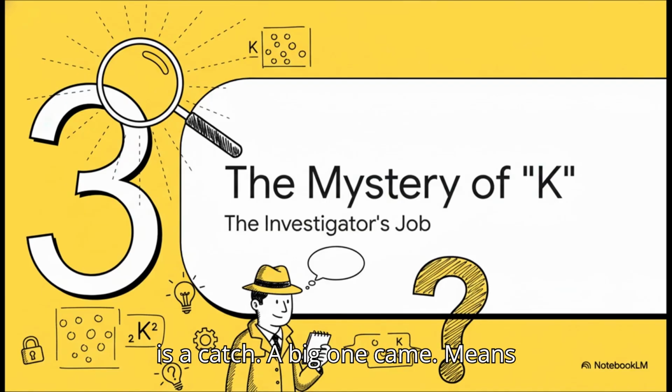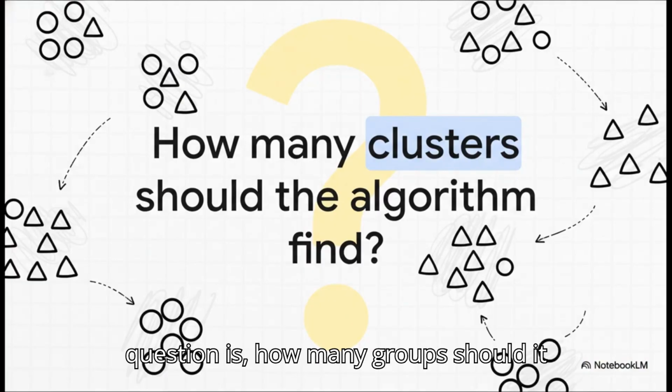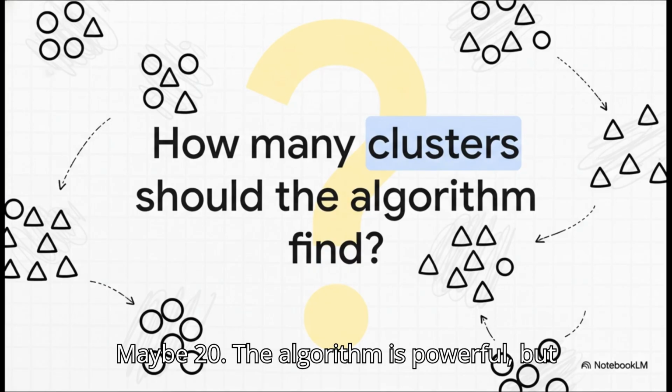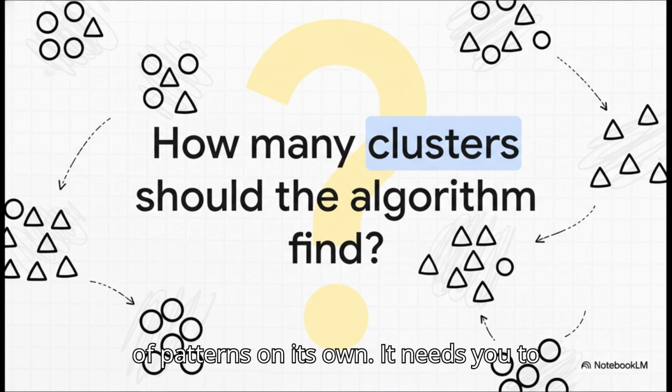But there's a catch, a big one. K-means is a brilliant detective, for sure, but it needs you, the lead investigator, to answer one absolutely critical question before it can even get started. And that question is, how many groups should it look for? What's K? Should it be 2, 5, maybe 20? The algorithm is powerful, but it can't just figure out the right number of patterns on its own. It needs you to tell it.